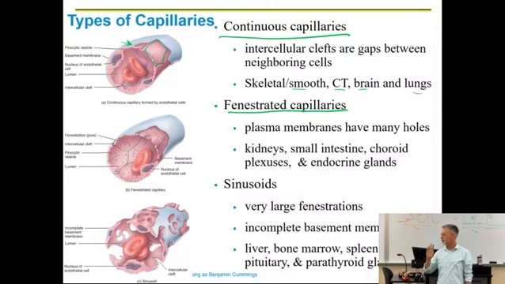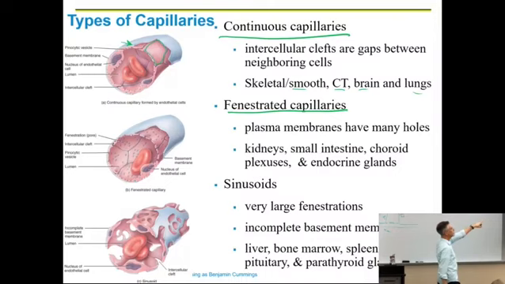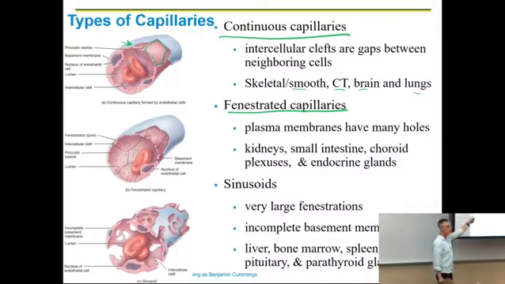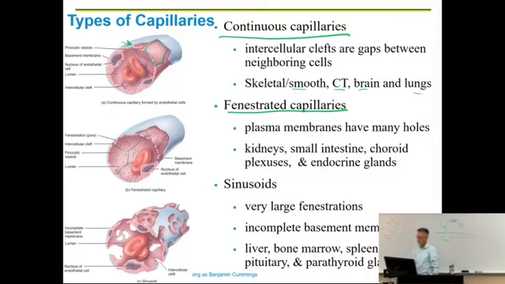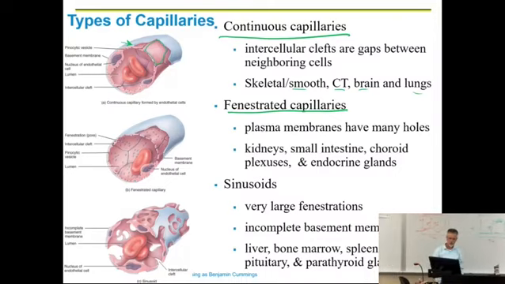Anyway, throwing something out of a window is called defenestration because it's going out of a window. So it anchors you in the idea of these little holes are windows. With extra windows, it's even easier for things to cross in fenestrated capillaries. So we have holes in the epithelial cells, and it makes it easier for things to cross.